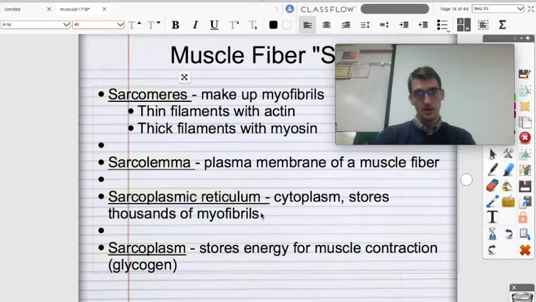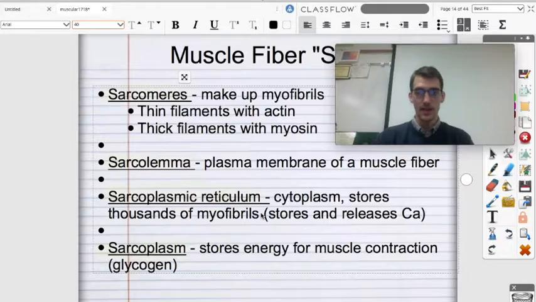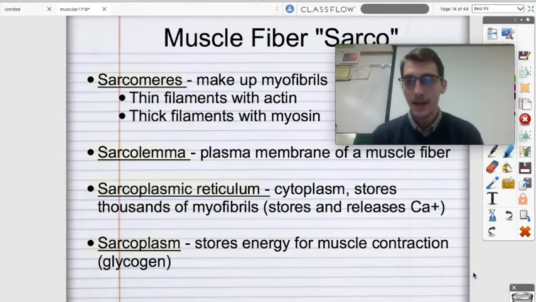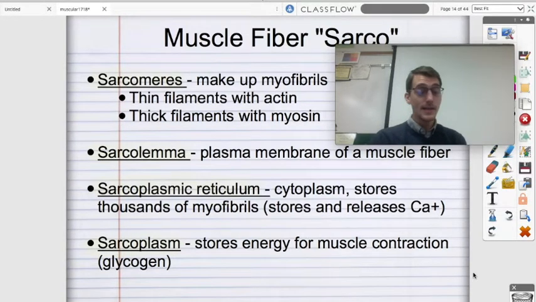Okay, I'm going to say stores and releases calcium. I'm just going to put Ca for calcium. I'm going to put Ca plus. There we go. Calcium ions. Those are going to play a big role in muscle contraction. We're going to see that in our next video.